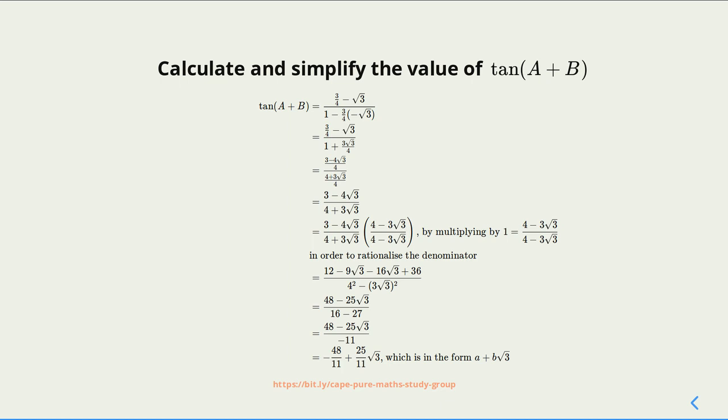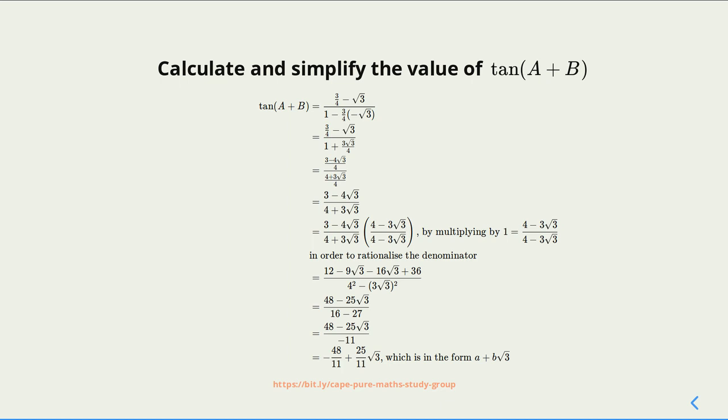Substituting those values into the result we had for tan A plus B, which was tan A plus tan B over 1 minus tan A tan B, we get 3/4 minus root 3 over 1 minus 3/4 times negative root 3. Simplifying, we eventually get 3 minus 4 root 3 over 4 plus 3 root 3.